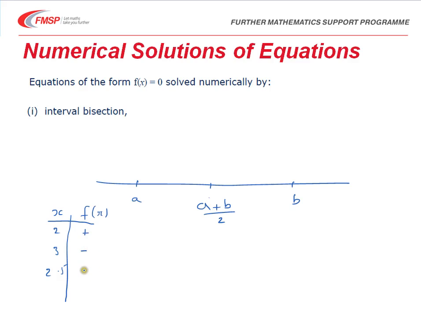Then if you found that the 2.5 was negative, the root is now in the interval 2 to 2.5, because the change of sign takes place within that interval somewhere, or at least the 0 is there. Therefore you then go on to the midpoint of that, 2.25, and you repeat that as often as necessary depending on the particular question.